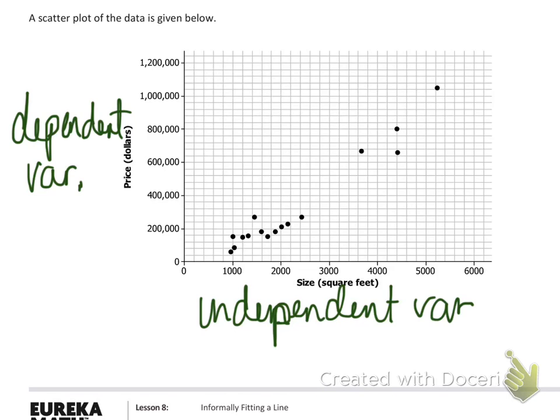Okay, so our next question asked us to estimate the cost of a 3,000 square foot home. So I'm going to come over here. I'm going to pick 3,000 square feet and then think about, well, how much would it be? Well, I know it would be in here somewhere. So write a prediction for what you think a 3,000 square foot home would cost, and record that on part D.